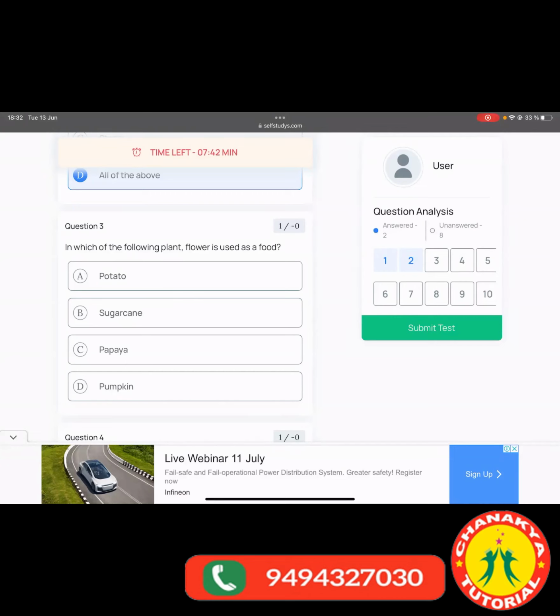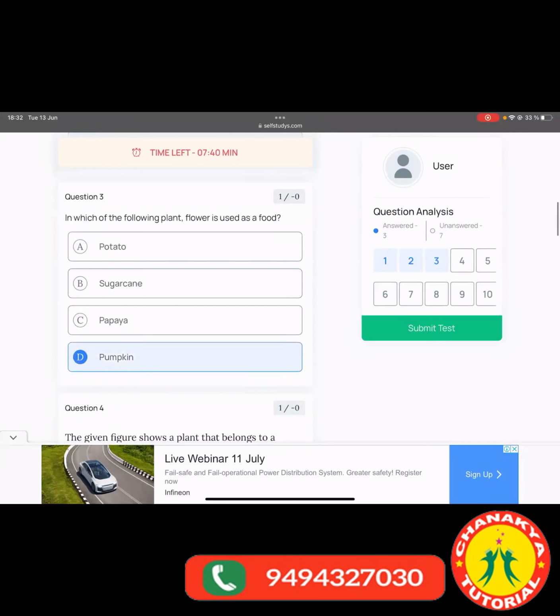Ma'am, pumpkin. Oh, you know the answer. Did you just guess it or did you actually know? Ma'am, actually, in my school we did this chapter, so they told us this. Okay, that's nice. So for all those who don't know, the flower of the pumpkin plant is actually edible. We can actually eat it. They use it in many soups, as a side dish. I'll show you later how it looks. You can use them in salads and all. Okay. Next person.